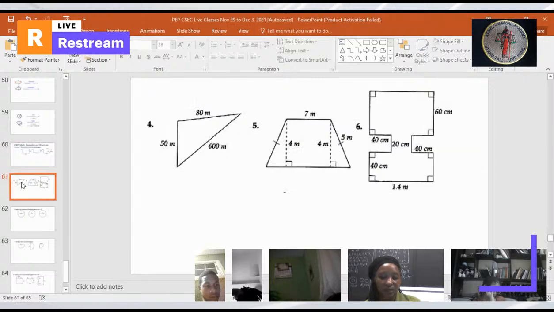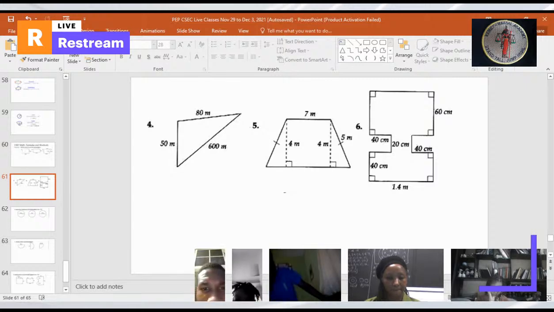All right, so let's go now. What's the perimeter of number 4? Miss, 730 meters. Yeah, 730. So you got that, right? Everybody got that? Yes, miss. Okay.